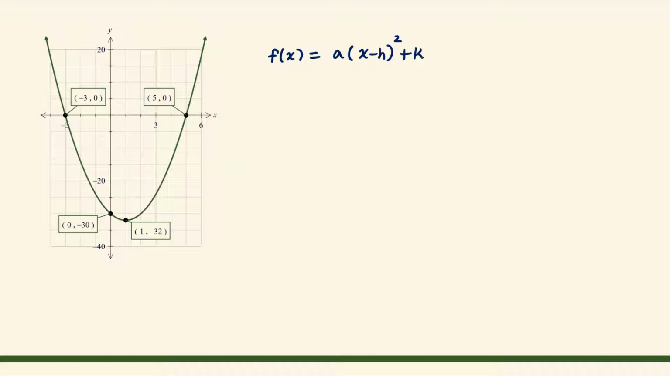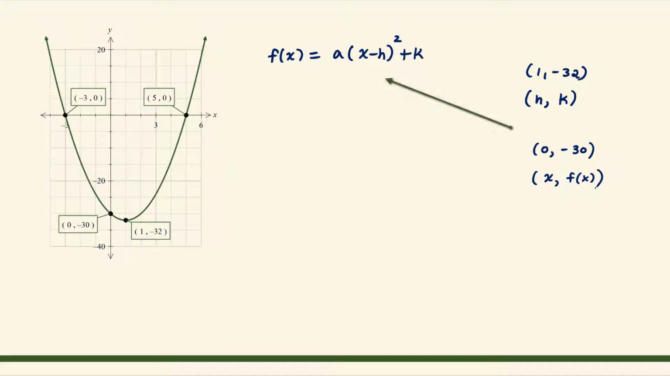We are shown in the graph that the coordinates of the vertex is at the point (1, -32). Therefore, we know that h is equal to 1 and k is equal to -32. We can also see that the parabola passes through the point (0, -30). We can use those values to substitute into the formula for x and also f(x). So we will let 0 be x and we will let -30 be equal to f(x).